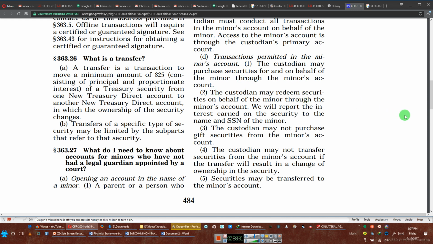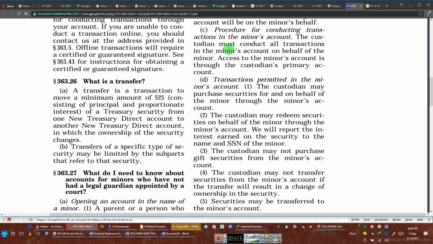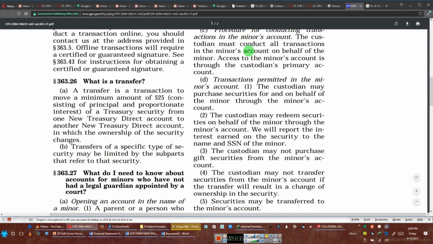Okay, but let's do this. I want to read this one. Procedure for conducting transaction in minor's account. The custodian must conduct all transactions in a minor's account on behalf of the minor. Access to the minor's account is through the custodian's primary account.